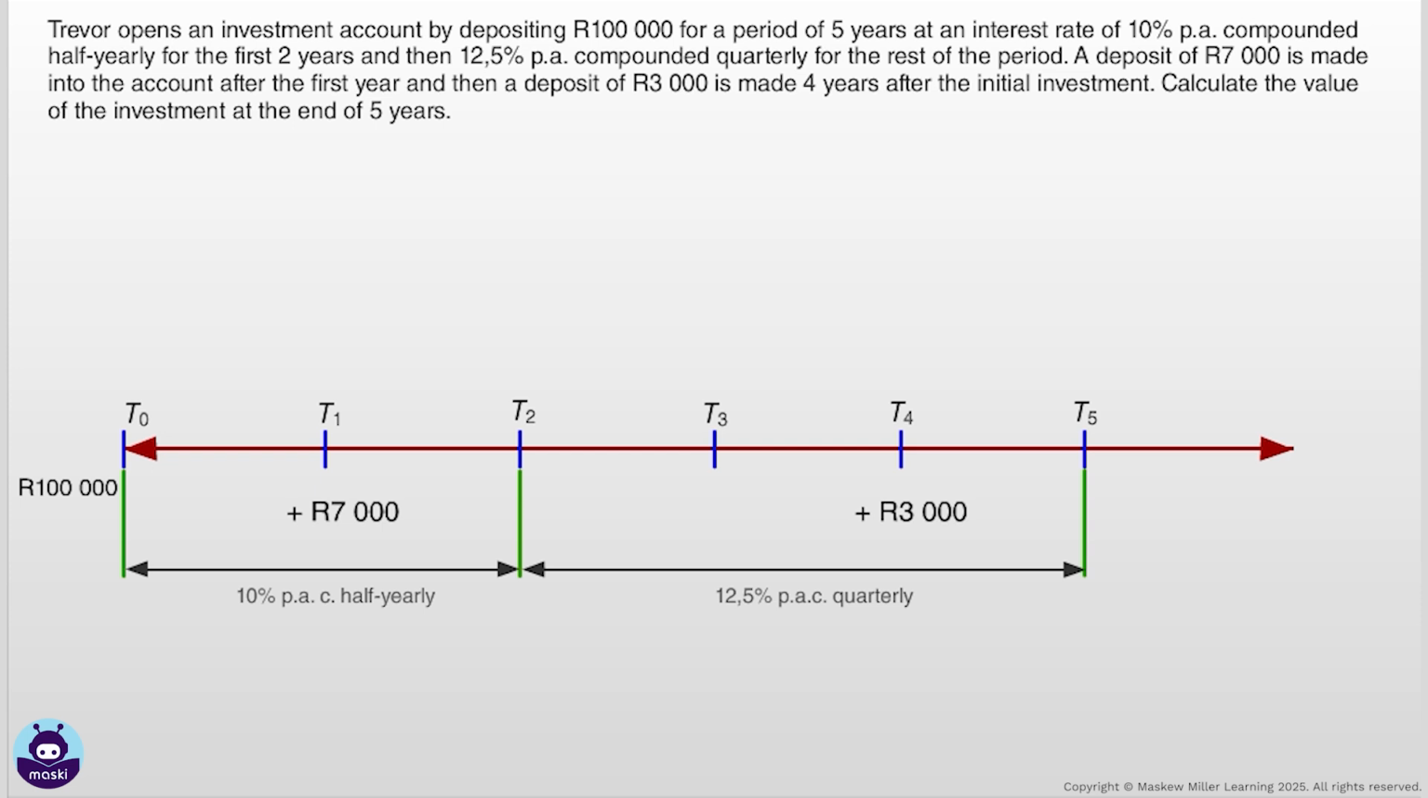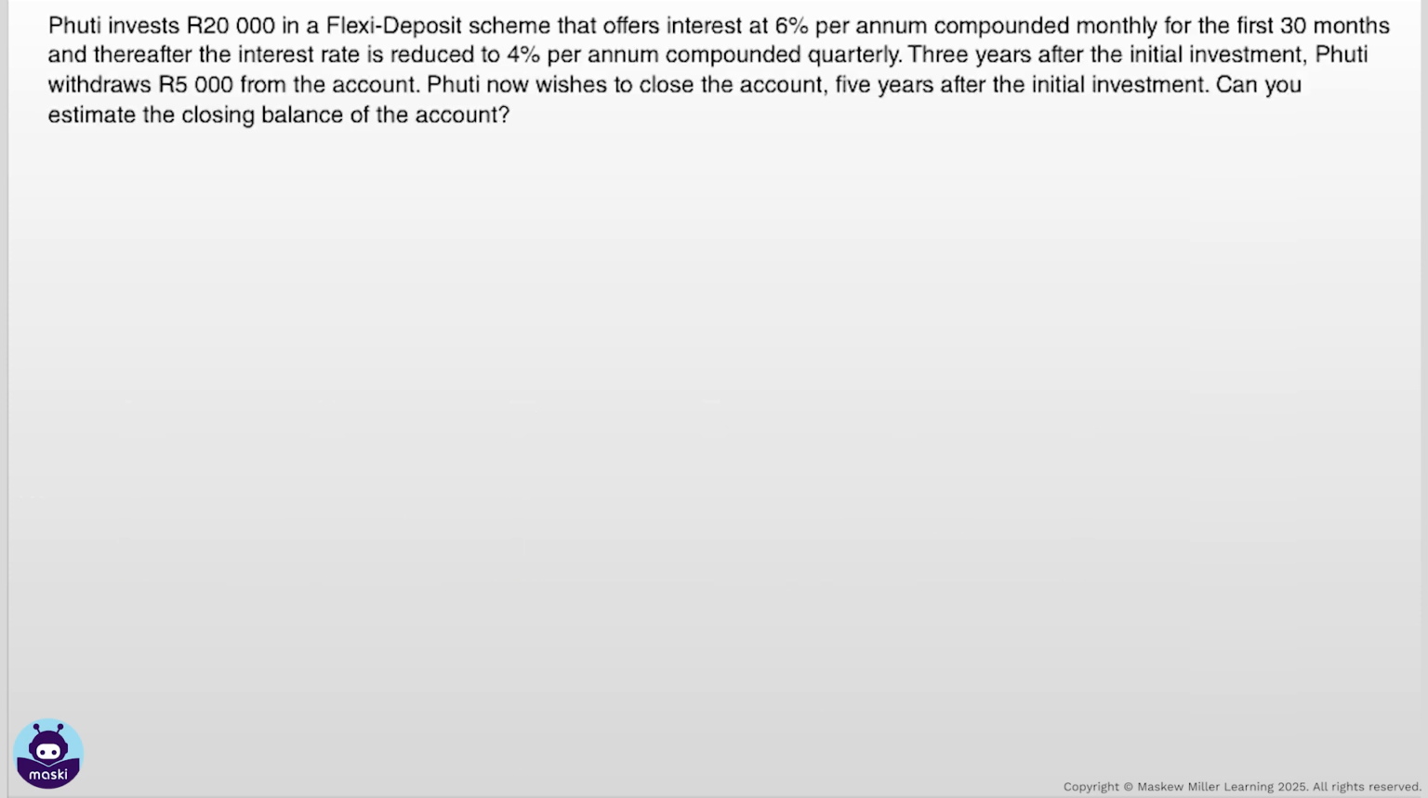Here the nature of the transaction changes. Purti invests 20,000 Rand in a flexi deposit scheme that offers interest at 6% per annum compounded monthly for the first 30 months, and thereafter the interest rate is reduced to 4% per annum, compounded quarterly. 3 years after the initial investment, Purti withdraws 5,000 Rand from the account. Purti now wishes to close the account 5 years after the initial investment. Can you estimate the closing balance of the account?